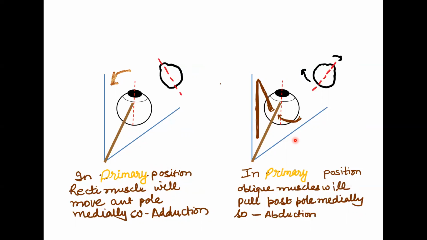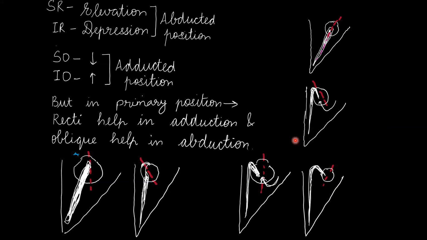And now if we revise all the movements which we have studied, the superior rectus and inferior rectus will do elevation and depression in the abducted position, as we can see in this slide, as their axis is coinciding with the visual axis at this time. But superior oblique and inferior oblique will do the depression and elevation in the adducted position, as the axis of the oblique muscles is coinciding with the visual axis at this position.